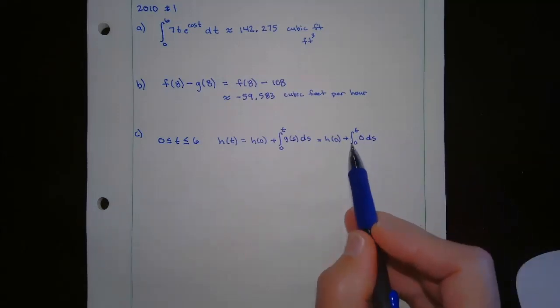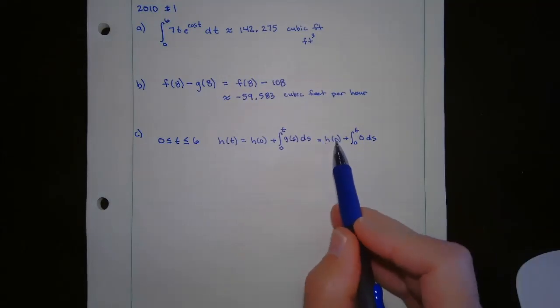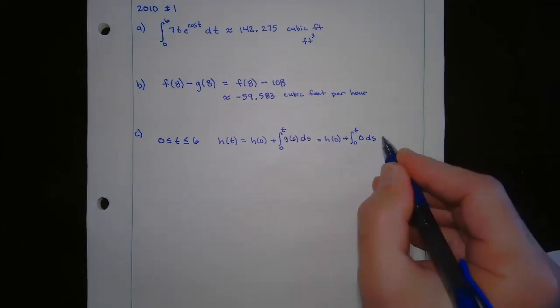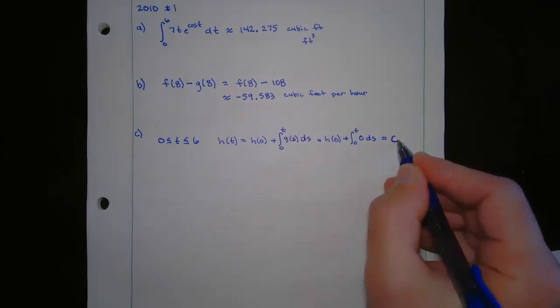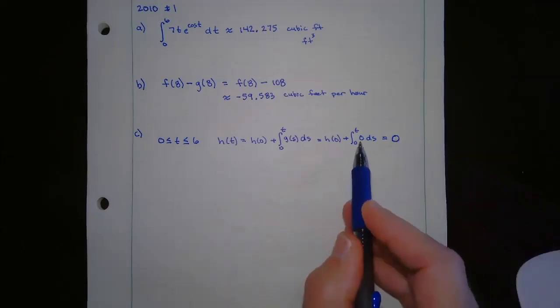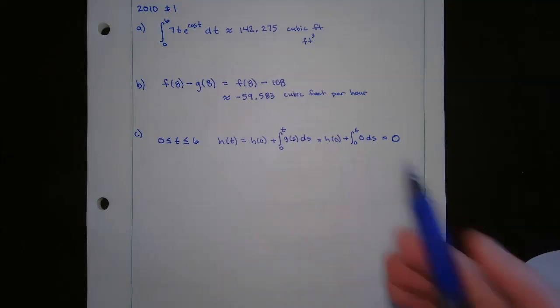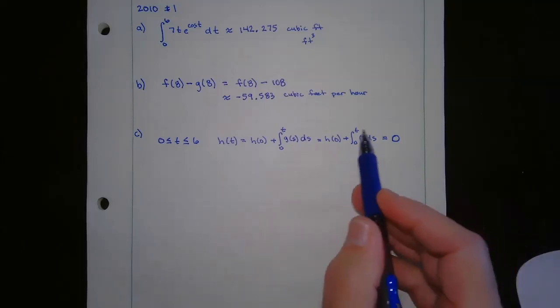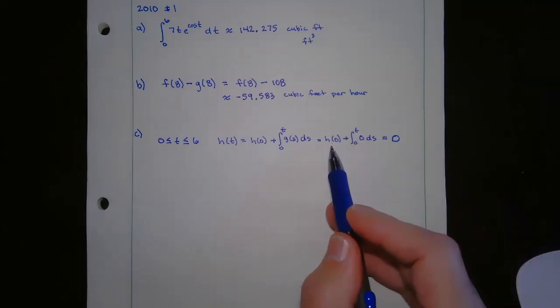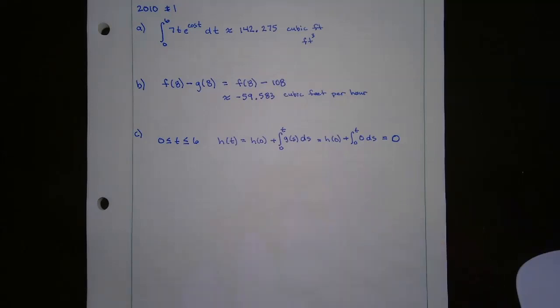Well, this is going to be 0, and this is going to be 0. It just winds up being 0 because we have a constant 0. If we pull that constant 0 out, we're multiplying by 0, so this integral comes out 0. And we know h(0) was 0 because at midnight, she hadn't started removing snow yet, so at time 0 there was no snow that she had removed.